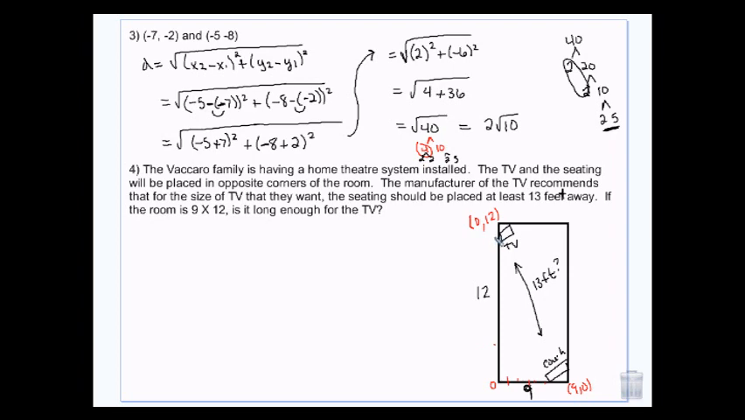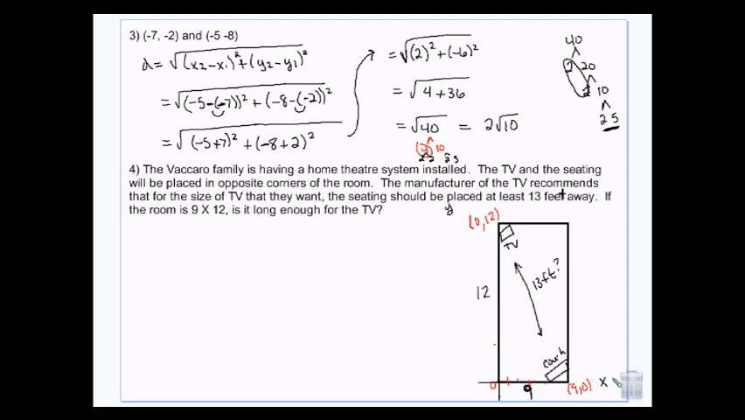Yeah. Because if we pretend that this is like an xy axis, these are x's and these are y's, so I'm going up 12 on the y-axis. I'm going across 9 on the x-axis. Does that make sense? Okay.